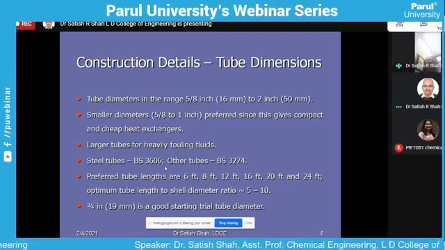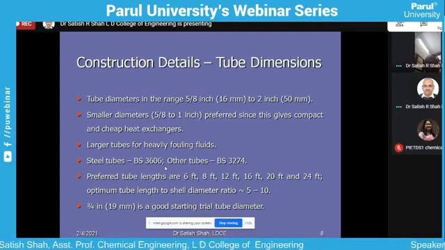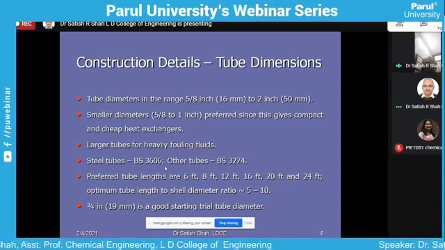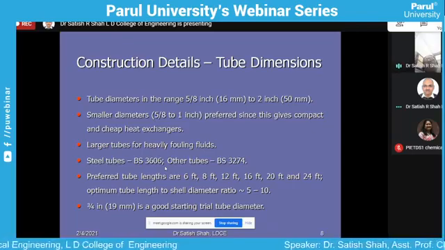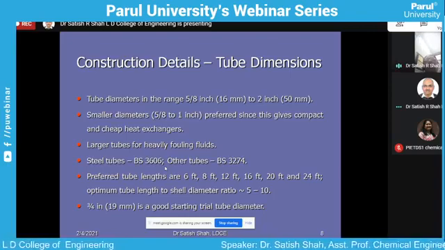Then we have different materials of construction possible. Code is also used. And the preferred length, I have mentioned, is 6 feet, 8 feet, 12 feet, 16 feet, 20 feet like this. Or you can use mm, 5000 mm, 6000 mm, that is also possible. Then the optimum tube length to shell diameter ratio is in the range of 5 to 10. I told you that we'll be using 19.05 mm, that is 3/4 inch, tube OD. Whenever we want to start our design, we'll start with this, and later on, if we find that we want to change the diameter, we'll change it. This is normal practice.